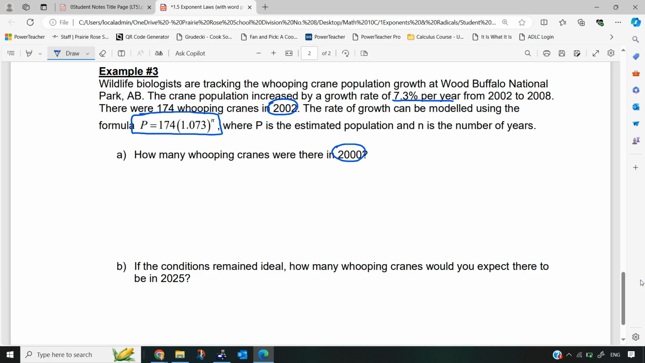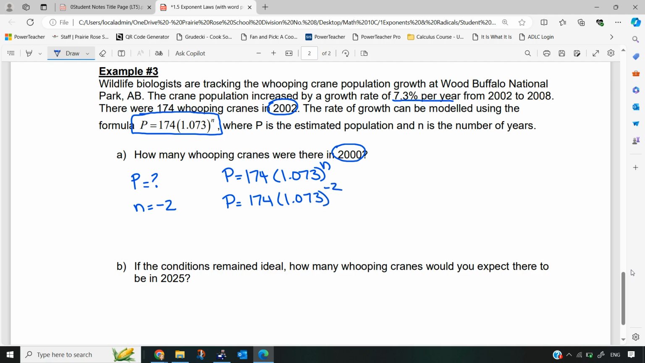So my formula, if it helps, you can always write off to the side. My population is what I'm looking for. My n value, since it's 2 years in the past, is going to be -2. So my formula is 174 times 1.073 to the n, and then I can plug in my information. So 174 times 1.073 to the exponent -2.